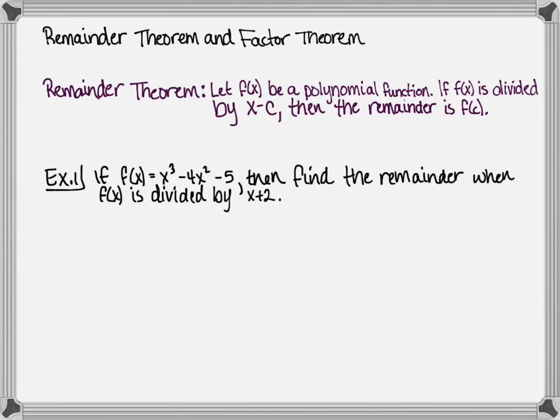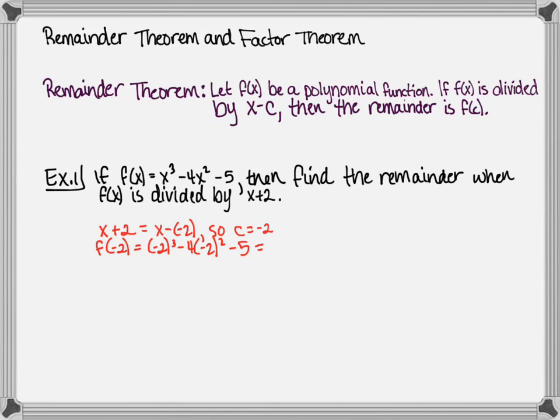If we take f of x equal to x cubed minus 4x minus 5, then let's find the remainder when f of x is divided by x plus 2. So with x plus 2, this is the same as x minus negative 2. So our c is negative 2. Let's find f of negative 2.